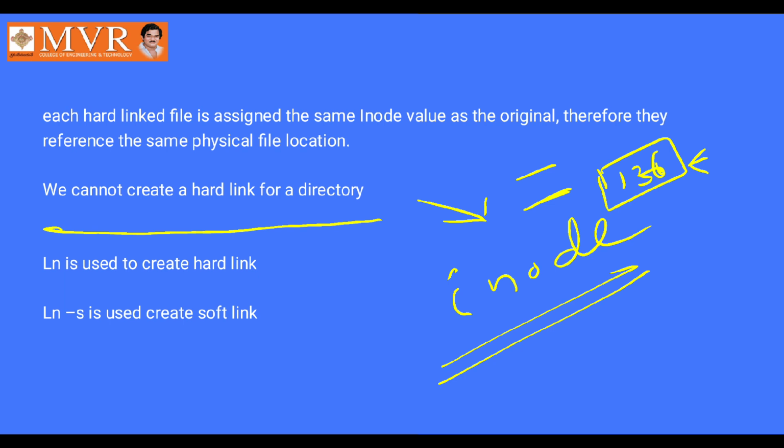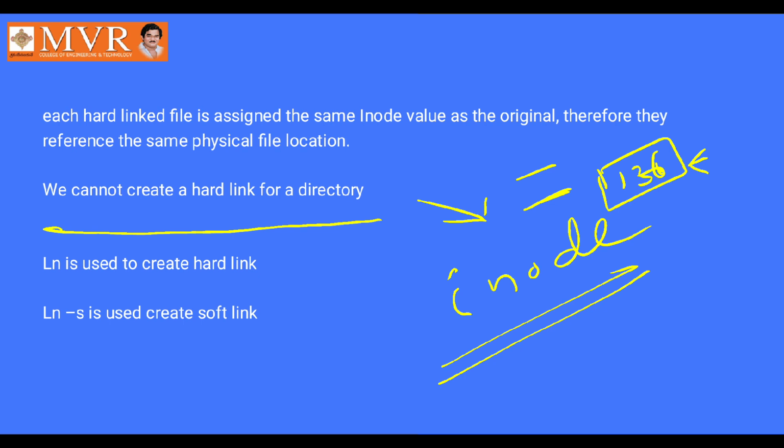As in C language we studied the pointers concept, I think you are all aware of that. What is a pointer? A pointer is used to store the address of a file. Similarly here also, all files will have inode numbers.